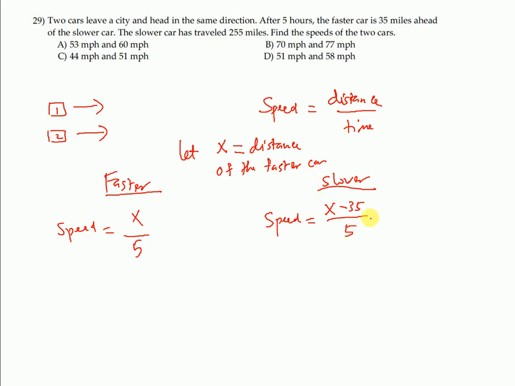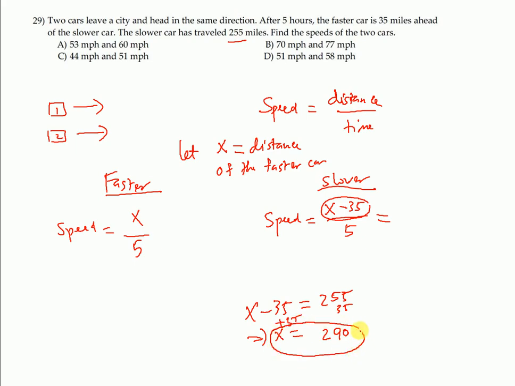So now I have the speed of the faster car and the speed of the slower car, and we are trying to find this value because they are looking for the speed of the two cars. But I know another piece of information, the slower car has traveled 255 miles. So I know that this is the distance over the time, and the distance of the slower car here is 255 miles. So this distance equals 255. Therefore, I can solve for x by adding 35 on both sides. I got 290.